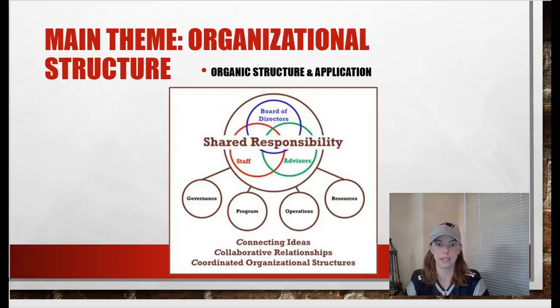So after mechanistic, we move down, we have, of course, the antithesis to that, which is the organic structure. Here we sort of forego the classic forms of hierarchy and centralization and instead really emphasize this idea of shared decision making. And we can see this encapsulated in the visual display that we have here, where everything from governance to programs, operations, are all divided with some degree of equal voice between the different members. So whether you're a board of director, an advisor, a stakeholder, an executive director, or a staff member, you will have a say in those decision-making opportunities.